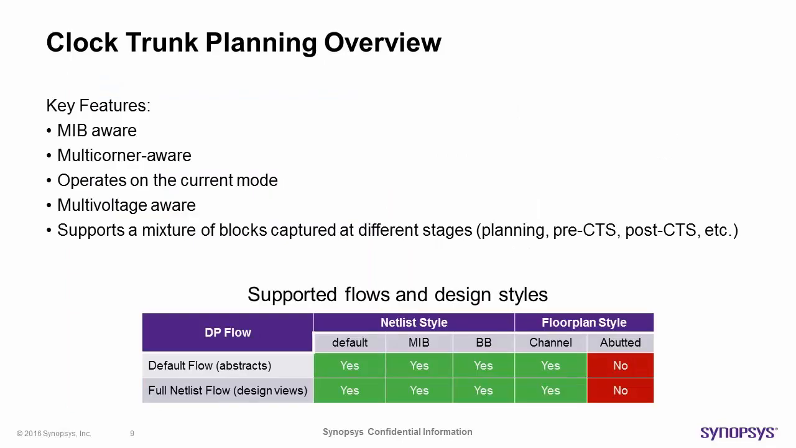Clock trunk planning supports many kinds of design styles. It is MIB aware, multi-corner aware, and multi-voltage aware. It can operate on the current mode. It supports a mixture of block capture at different stages, for example planning stage, pre-CTS stage, and post-CTS stage. It also supports different design planning flows, hierarchical abstraction views, and full netlist design views. The netlist can be MIB or black box. Currently only channel style floorplan is supported. Abutted floorplan is not supported.